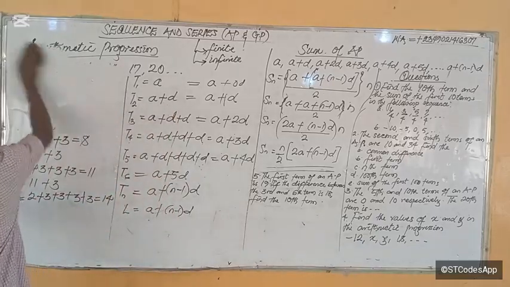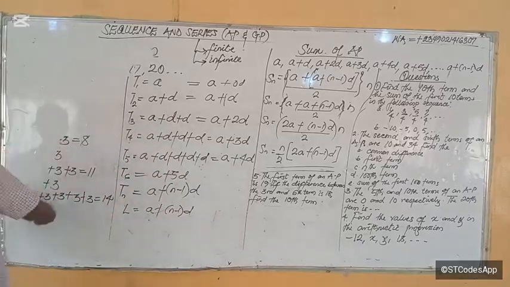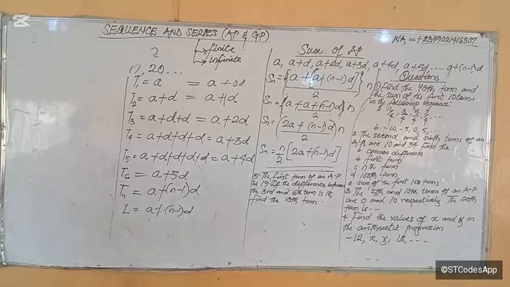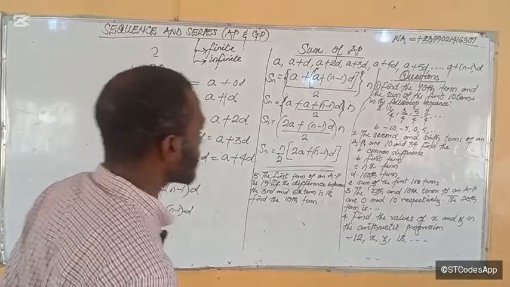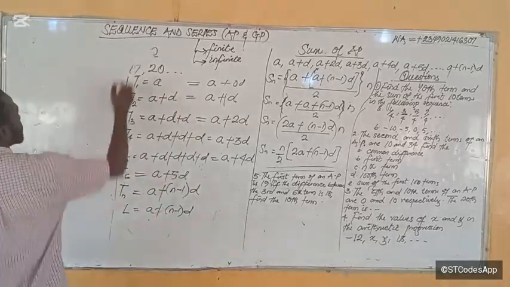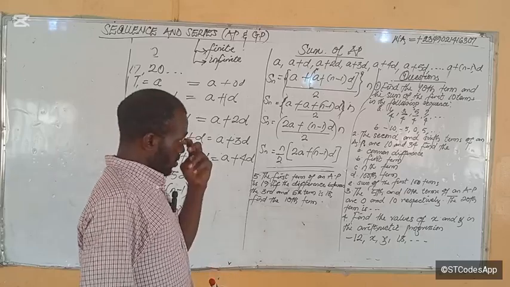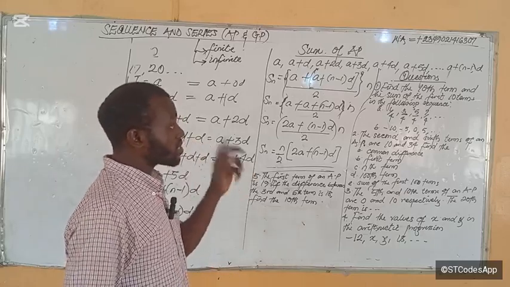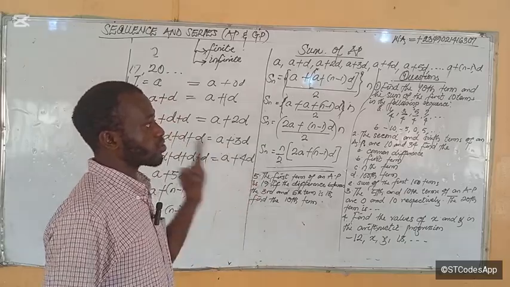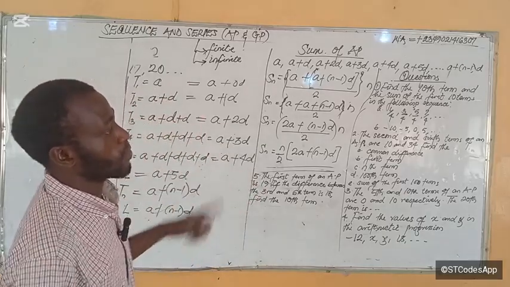The first one says: find the 10th term and the sum of the first 10 terms in the following sequence. So there are 2 questions per question there.